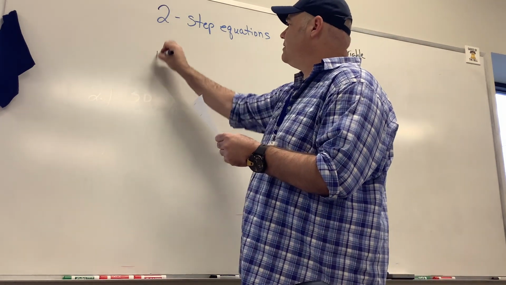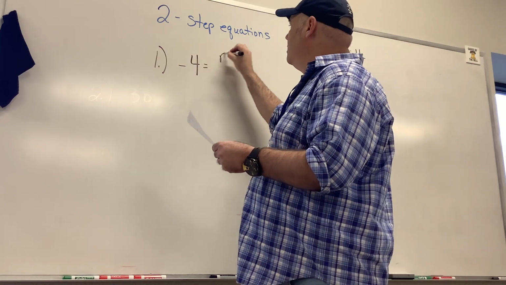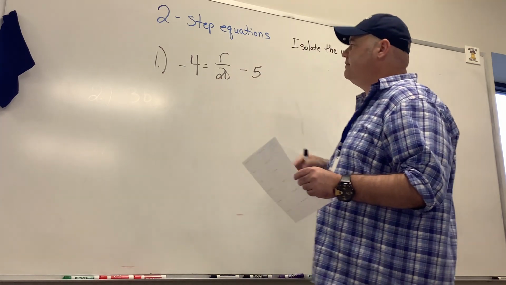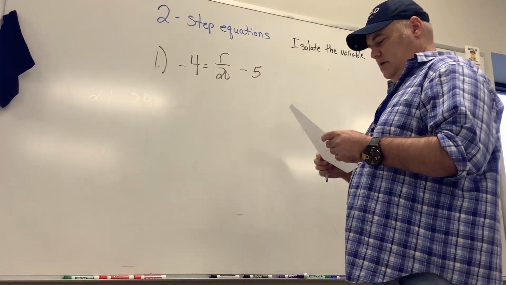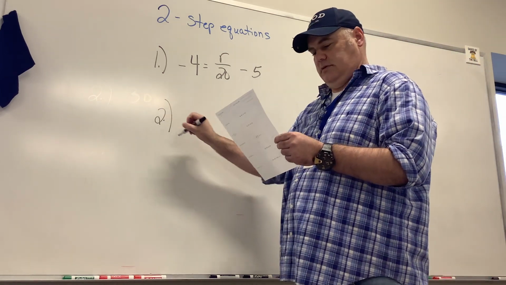But let me put some of these up here. Okay, r over 20 minus 5. We did that one. Let's do this one.